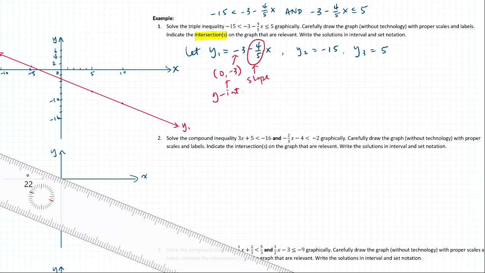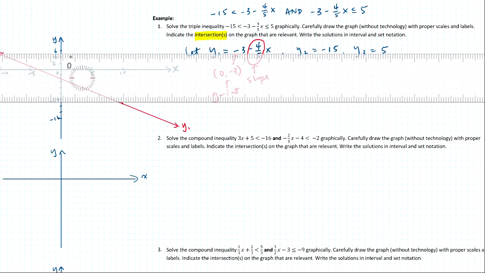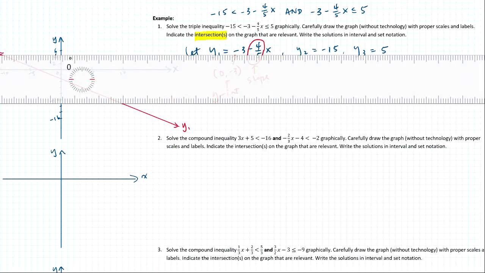That's our y1. And for y2 and y3, they're going to be much easier to graph because we have y2 and y3 equal to some constant values. And when that happens, we just have a horizontal line over here. So if I have y3 equal to 5, that would be right over here in this case. I'm going to use a green line for that.